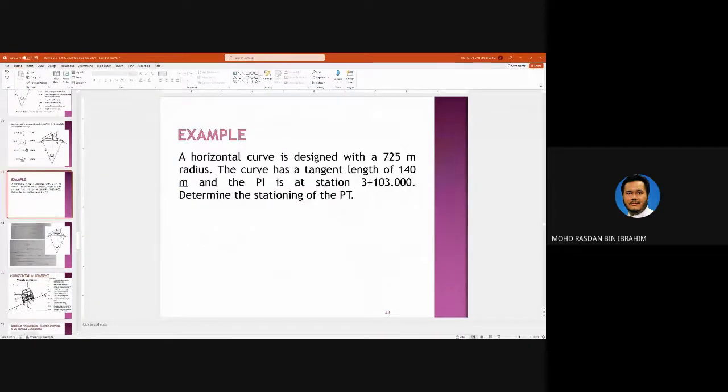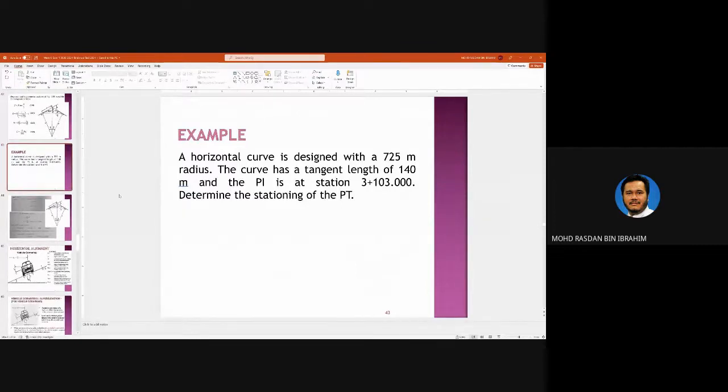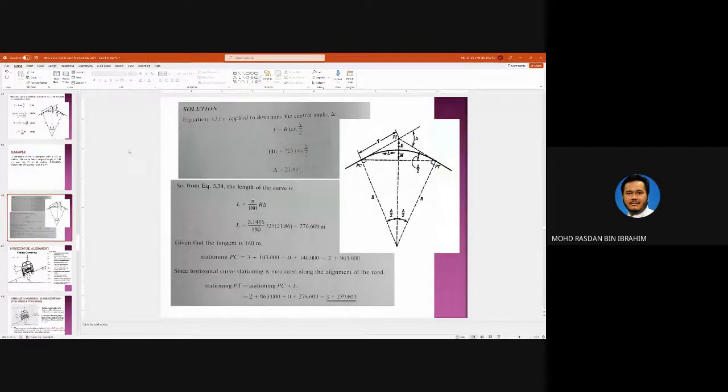Okay, a horizontal curve is designed with a 725 meters radius. The curve has a tangent of 140 meters and PI is at station 3 plus 103. Determine the stationing of PT. Okay, this is a bit easier. Alright, so you use this tangent formula here, the T. You know the value of radius. Now you calculate to get the delta. When you have got the delta, you can use the value of the delta to calculate L.